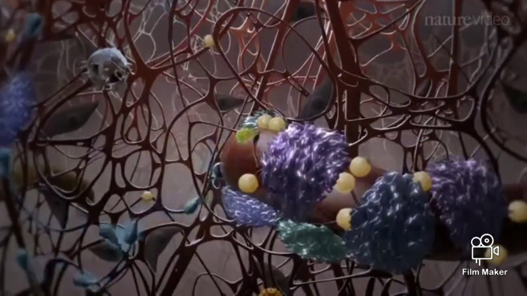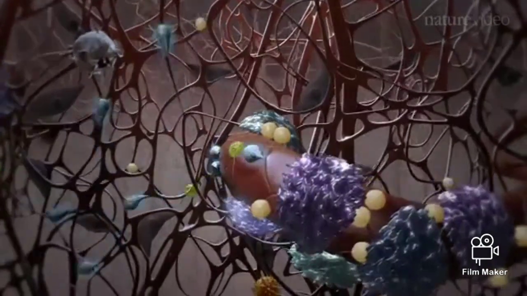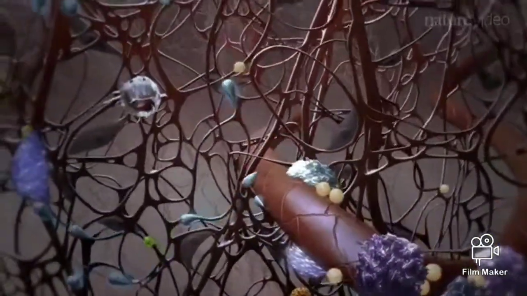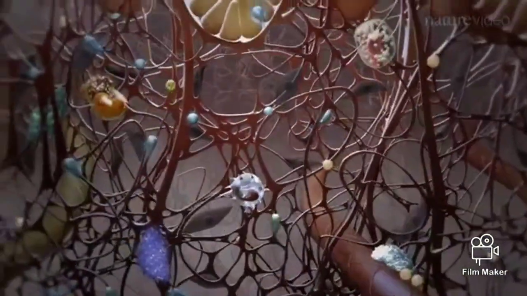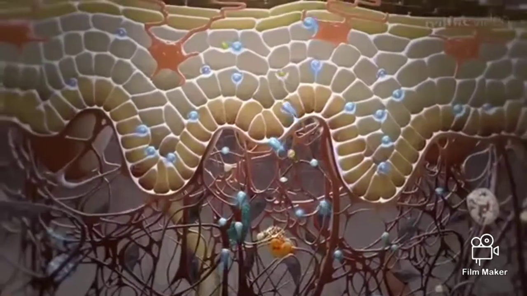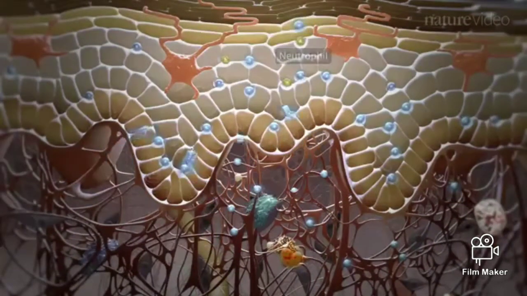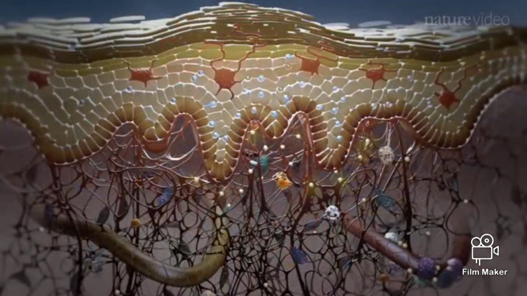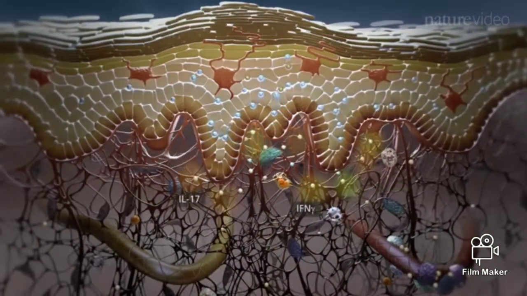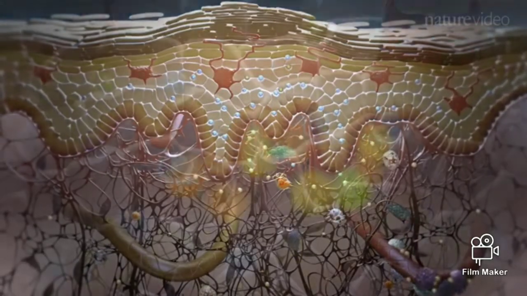The earliest recognizable change in the affected skin is the accumulation of T cells and dendritic cells around blood vessels in the dermis. An overt lesion occurs when CD8 T cells, dendritic cells, and neutrophils infiltrate the epidermis. Specialized subsets of T cells secrete soluble mediators like interferon gamma and IL-17, which stimulate the proliferation of keratinocytes, and this produces a marked thickening of the epidermis.